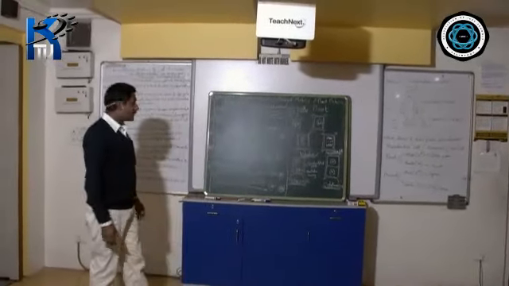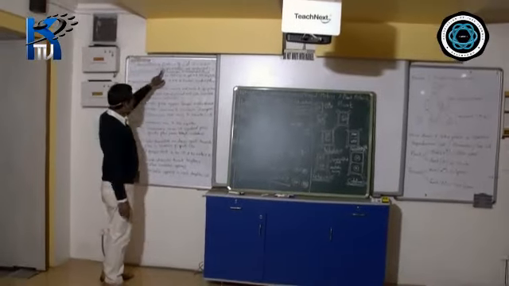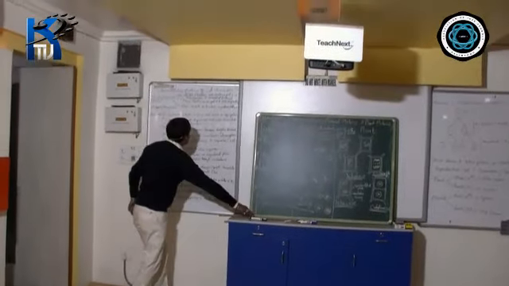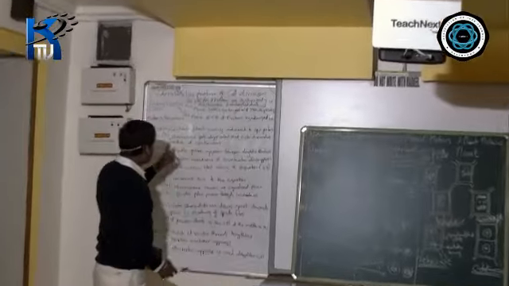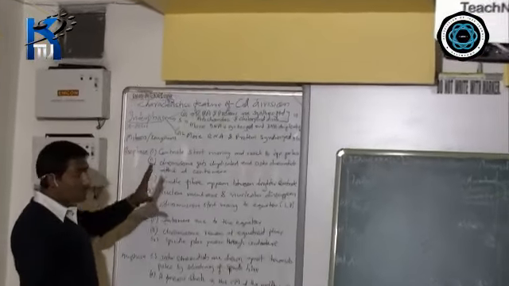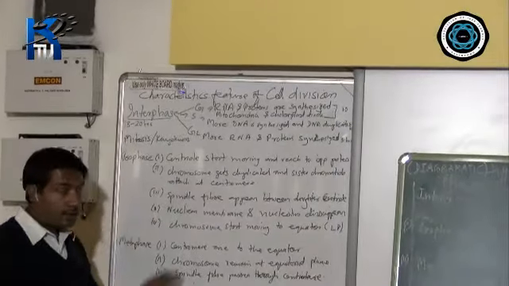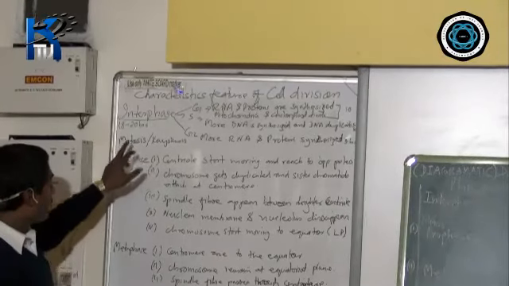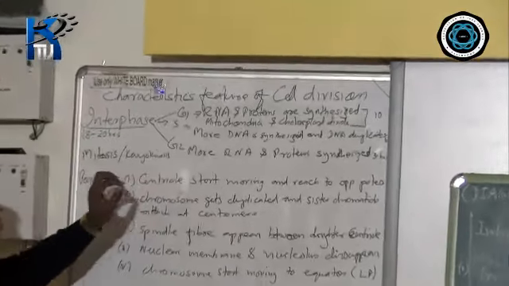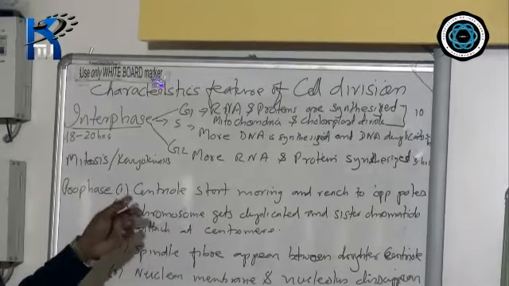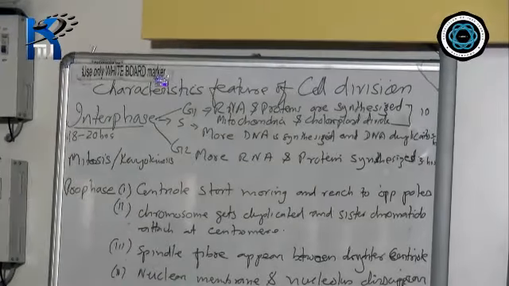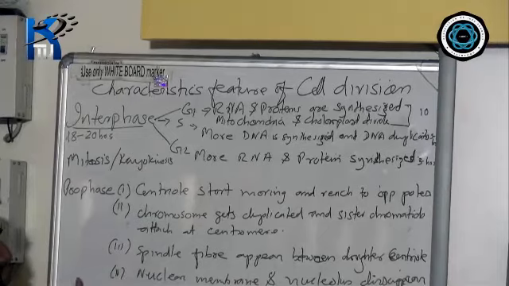Today I am going to start with characteristic features of cell division. Now, in characteristic features of cell division, what are the points you have to write in your answer? Okay, how you have to write the answer to the question that is being asked, because in some of the books, which are bulky, you are not able to extract the points.